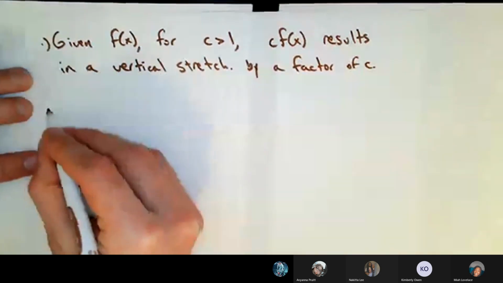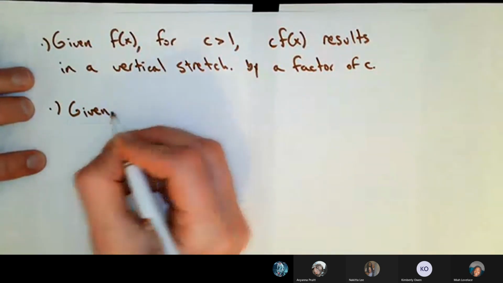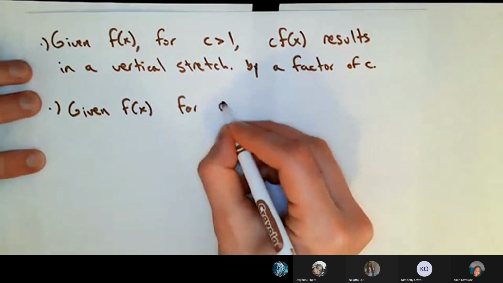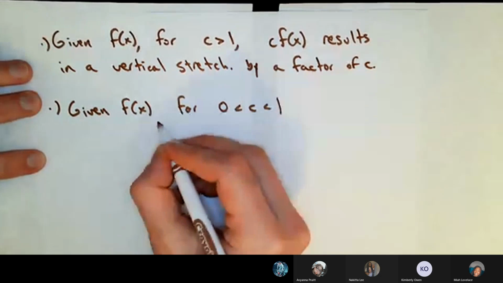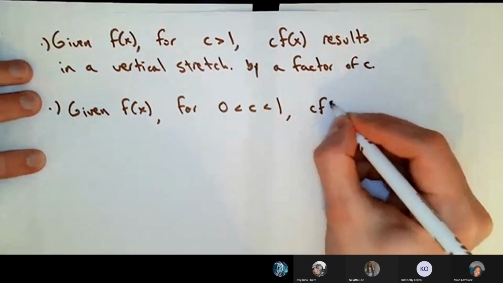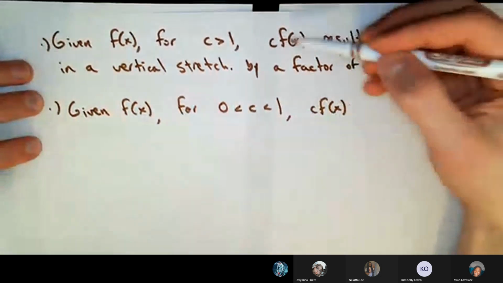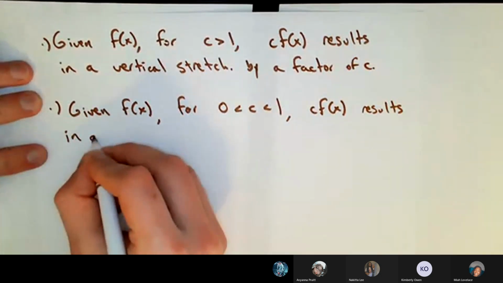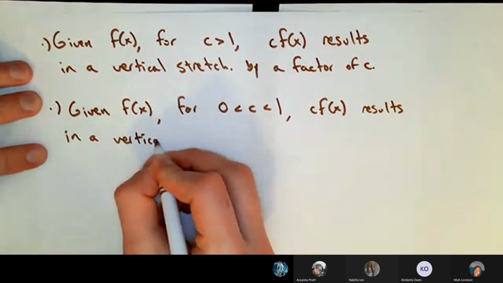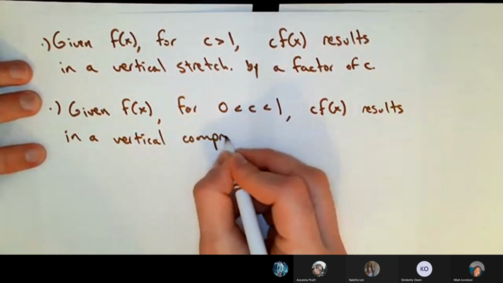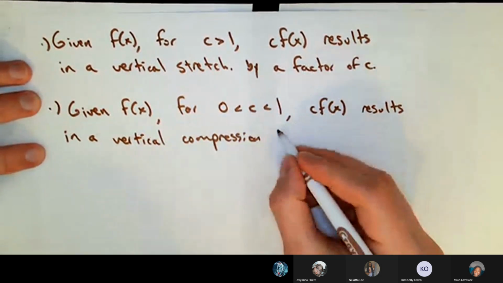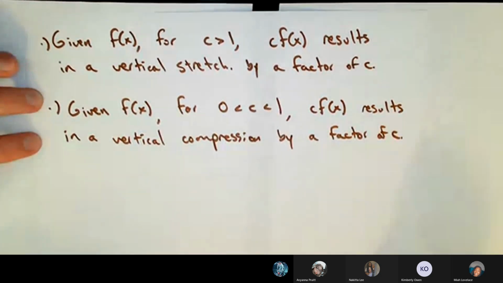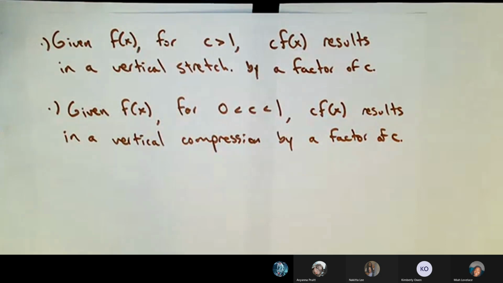Okay. And then the other rule is given f of x, for c between 0 and 1, c times f of x. So both of these have c on the outside. Okay. Results in a vertical compression by a factor of c.